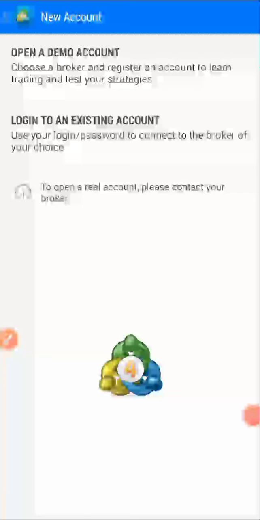So when you click on it, you can see open a demo account, log into an existing account. Now, before now, you must have created your live account with a broker, with a Forex broker. For me, the broker I use is Exness.